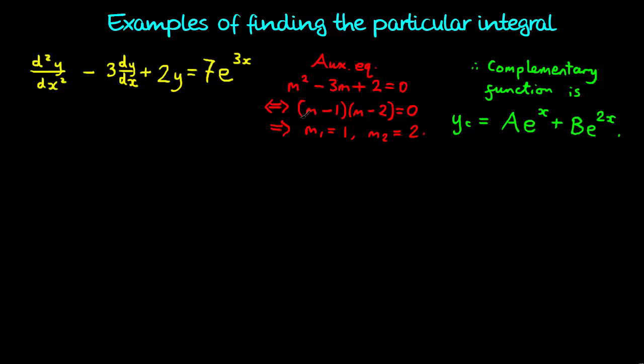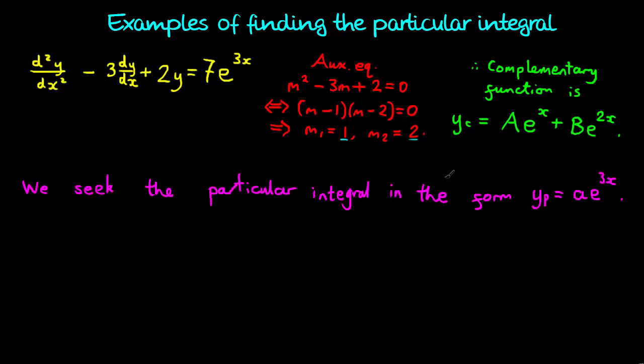Now we can factorise that, because this is nothing more than m minus 1 times m minus 2 equals 0, and therefore our two roots are going to be m1 is equal to 1, m2 is equal to 2. And these are distinct, i.e. different, real roots. So our complementary function is going to be this linear combination of exponentials where a and b are arbitrary constants. So the complementary function is a e to the 1 times x, plus b e to the 2 times x, because our other root was 2. So that's the complementary function.